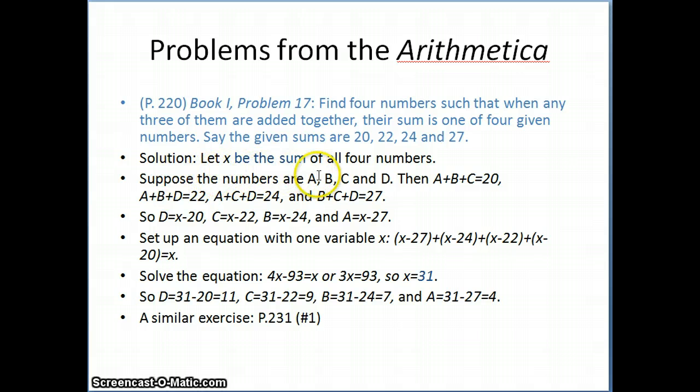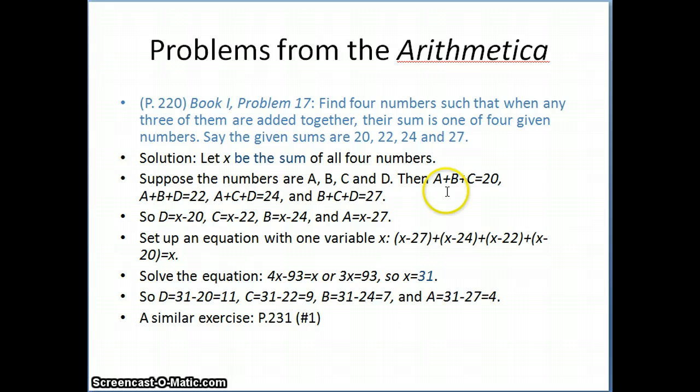Suppose the four numbers are a, b, c, and d. By the problem, we know when we add any three of them, we get these four numbers. So for example, if we add three of them, a, b, c, we get 20. And if we add a, b, d, we get 22. a, c, d, we get 24, and b, c, d, we get 27. So these are the numbers given, because there are only four different ways of picking three numbers out of four numbers. So that's all we have.